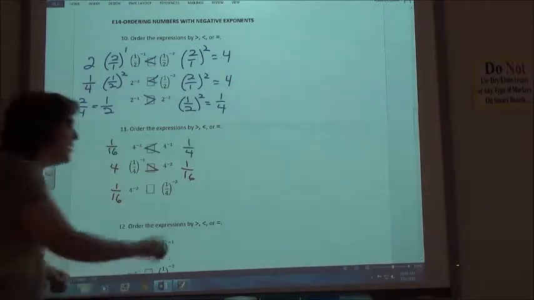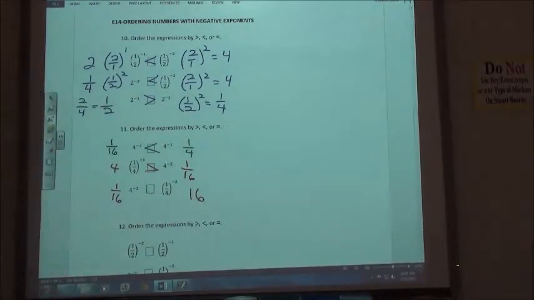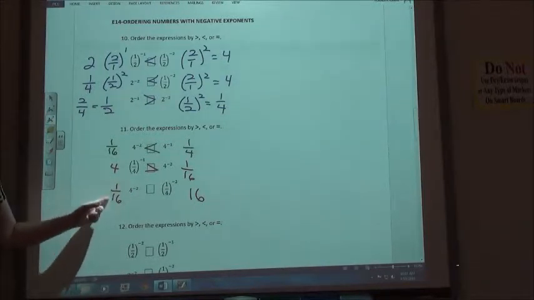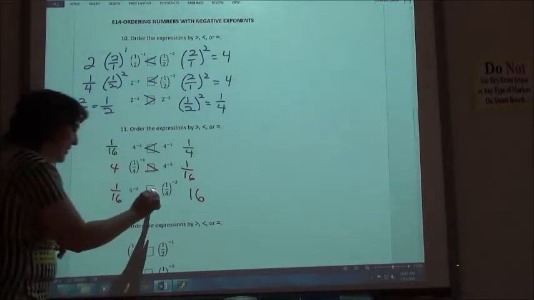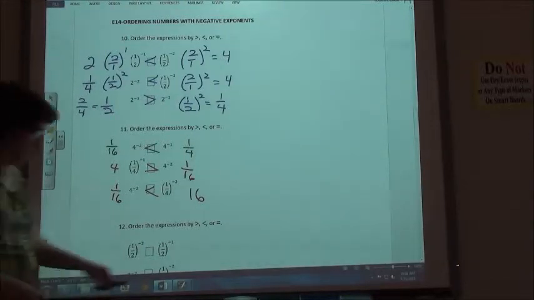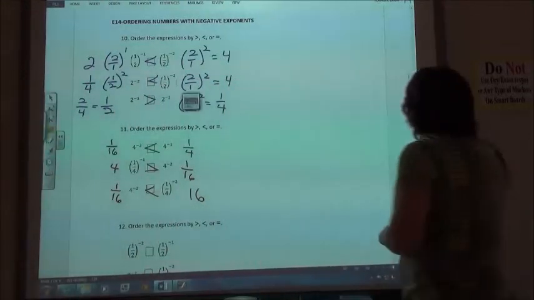So it's going to be 16 instead of 1/16, right? Yeah. So the negative does the reciprocal of your base. Flips it upside down. So if it's a fraction, it becomes a whole number. If it was a whole number, it becomes a unit fraction. 1/16 is less than 16. We'll find out on 12 if we got this straight yet.